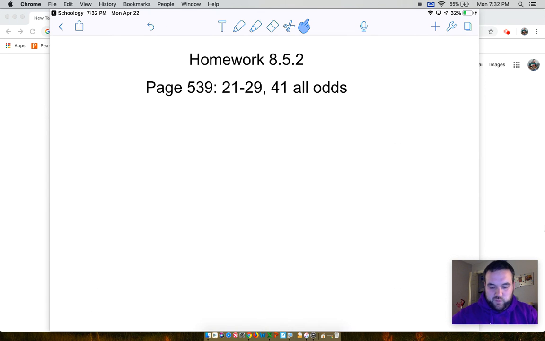Homework 21 to 29 and 41, only the odd problems. So it only ends up being like 6 problems total. Will take you a little bit of time, but you'll be all right.